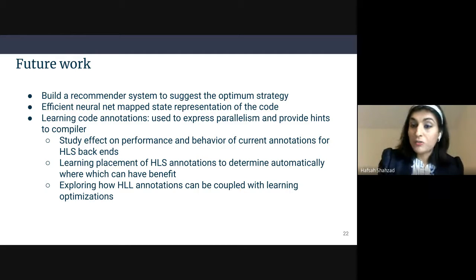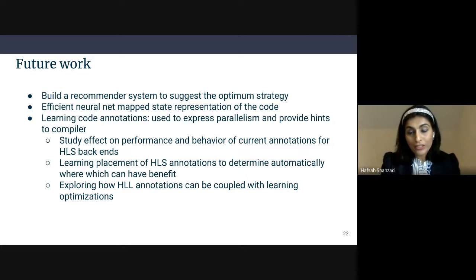We are coming up with better state representations of the code, so representing your code in the most optimum manner. Then learning the code annotations. So basically it's inserting those compiler hints at the pre-processing stage, before the code is actually fed into the system, so the compiler on the go is able to extract parallelism and further enhance the performance potential that can be achieved from the code.